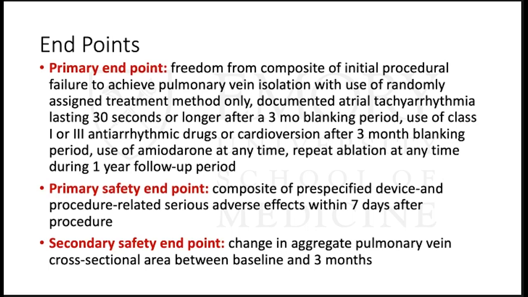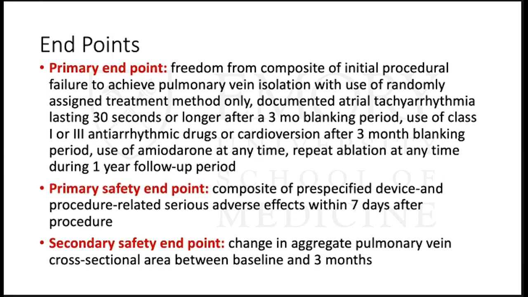So the primary endpoint was freedom from a composite of initial procedural failure to achieve pulmonary vein isolation with use of the randomly assigned treatment method only, documented atrial arrhythmia lasting 30 seconds or longer after the initial 3-month blanking period, use of a class 1 or 3 antiarrhythmic drug, or cardioversion after the 3-month blanking period, use of amiodarone at any time, or repeat ablation at any time during the 1-year follow-up period.